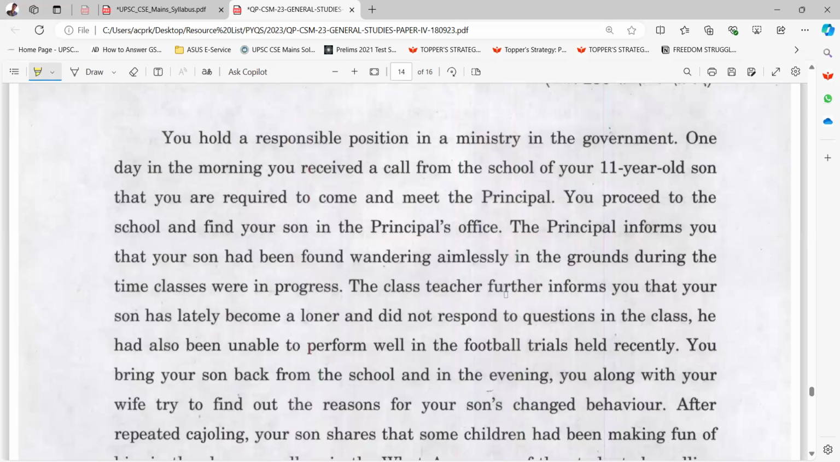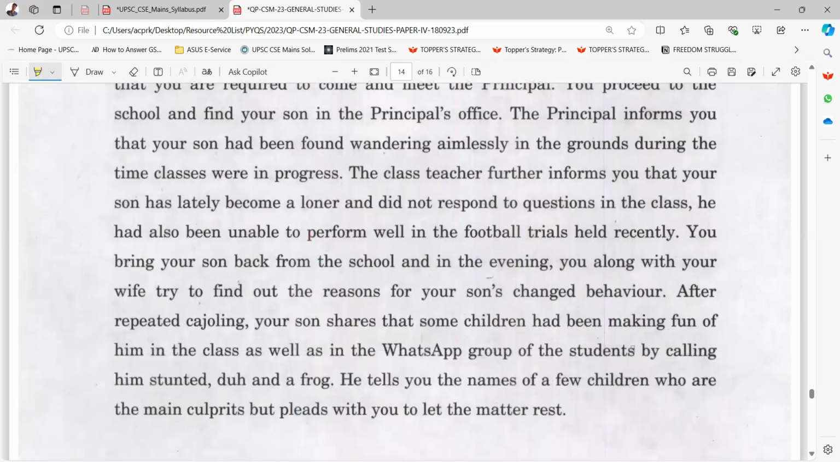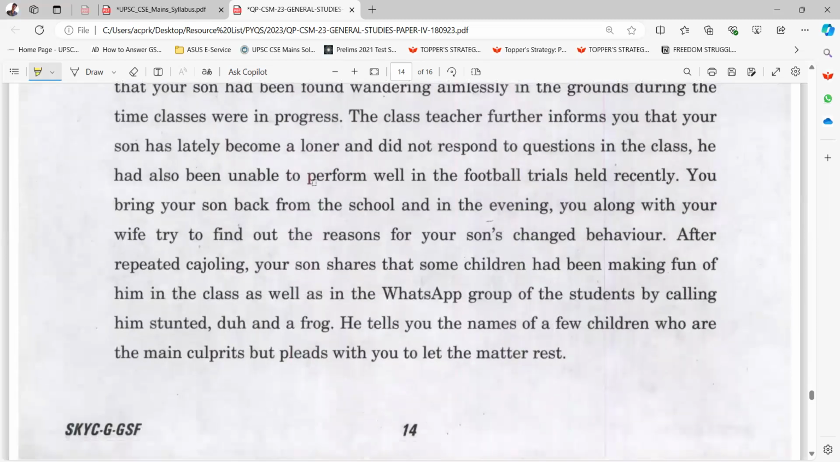The class teacher further informs you that your son has lately become a loner and did not respond to questions in the class. He had also been unable to perform well in the football trials held recently. You bring your son back from the school, and in the evening, you, along with your wife, try to find out the reasons for your son's changed behavior. After repeated cajoling, your son shares that some children had been making fun of him in the class as well as in the WhatsApp groups of the students by calling him stunted, dull, and a frog.